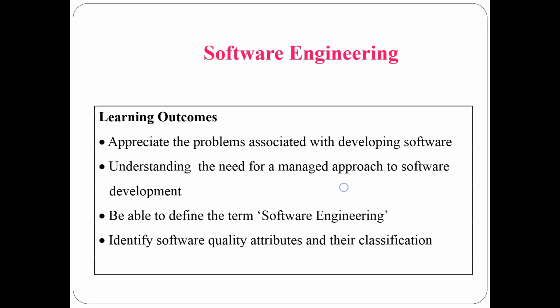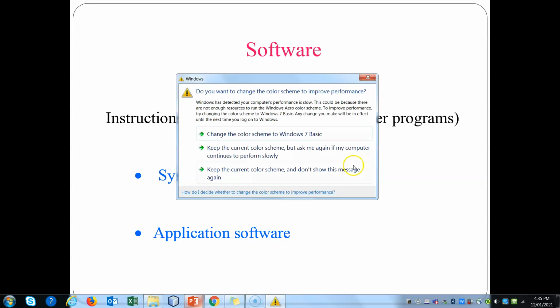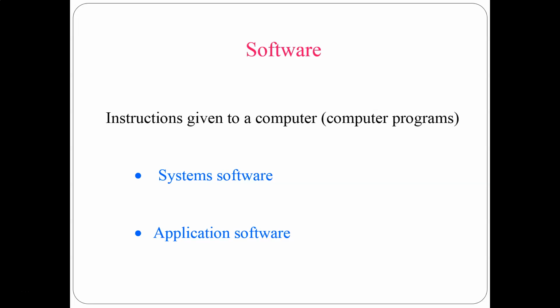Introduction. These are the learning outcomes. Here we are going to discuss what the problems in software development are, understand why we need to manage software development, and you will be able to define software engineering. What is software engineering? And quality attributes and other classification methods of quality attributes. Software can be divided into two: system software and application software.